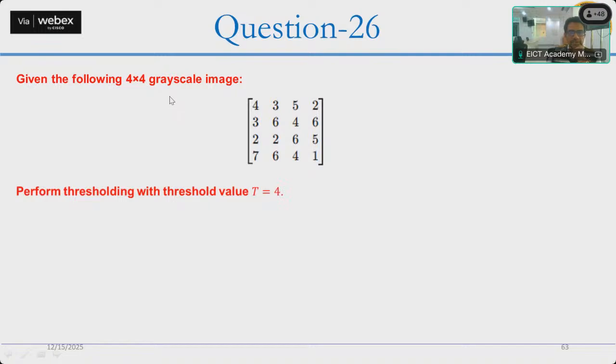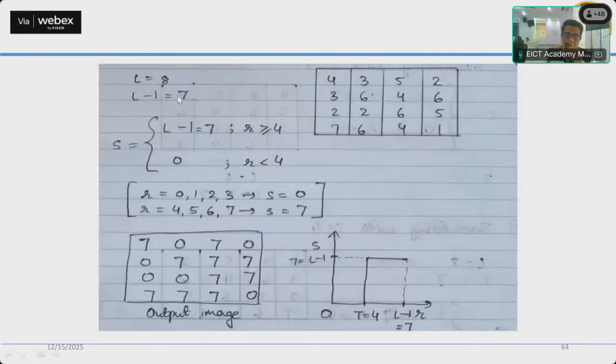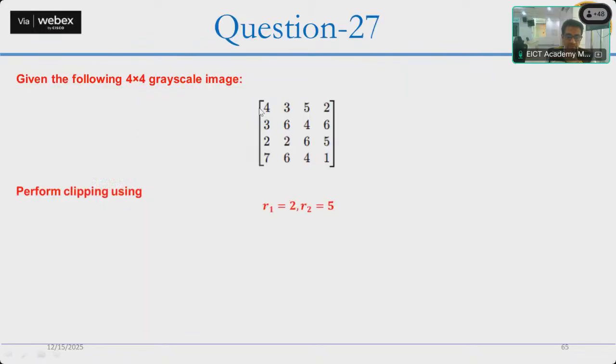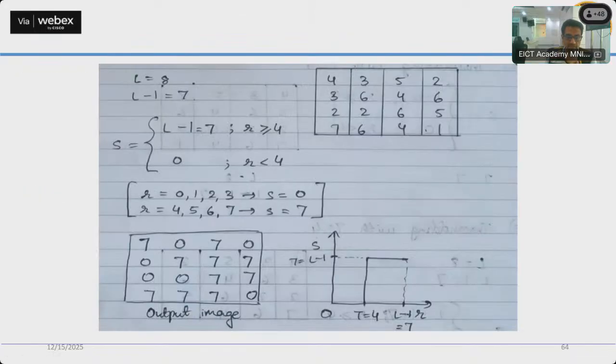Because you always need to take the number of bits required. The values 4 and 7 are there, so the nearest higher number is 8, which is 2 raised to the power 3. That's why we are taking 8, then 8 minus 1 gives 7, and then 7 minus 4 is what we have done here. What will be the value?